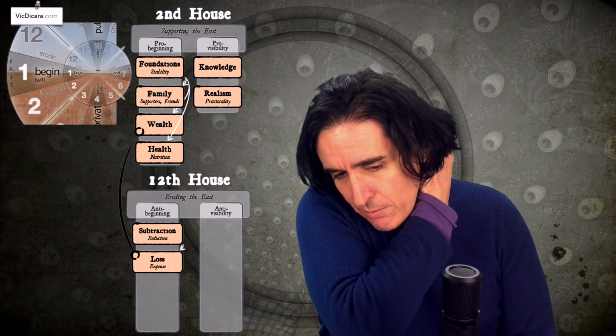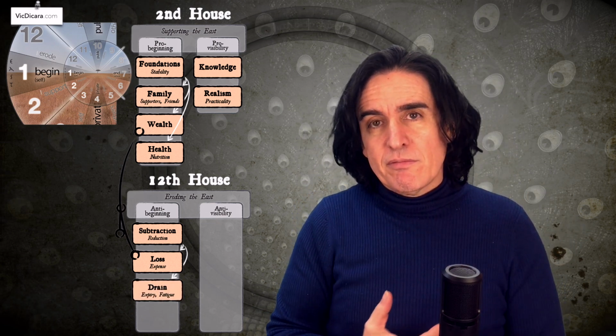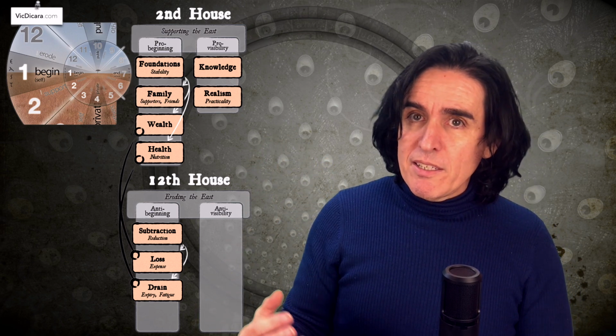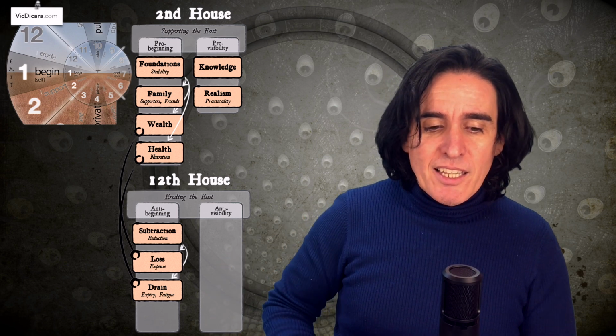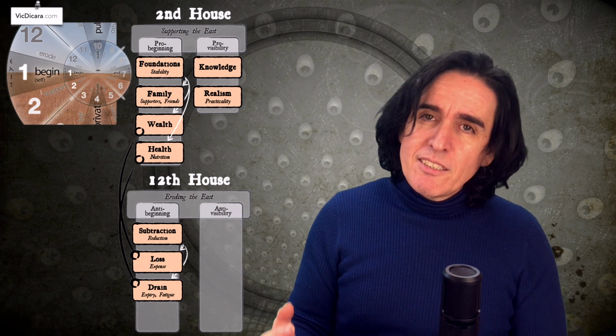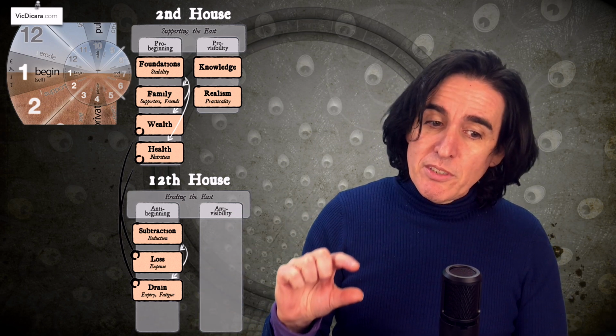Another permutation of subtraction is drain. The tank is getting less full. The car has less energy. So the body is going to become fatigued. It's going to come towards death or expiration by being drained of its vitality. So here you see the 12th house is the mirror image of the second's health.